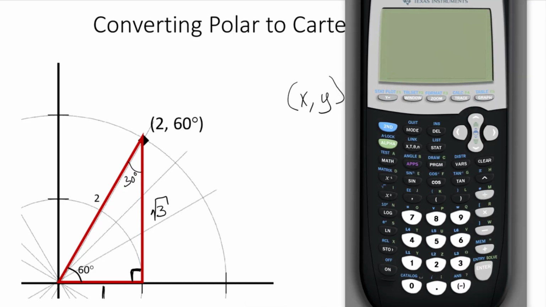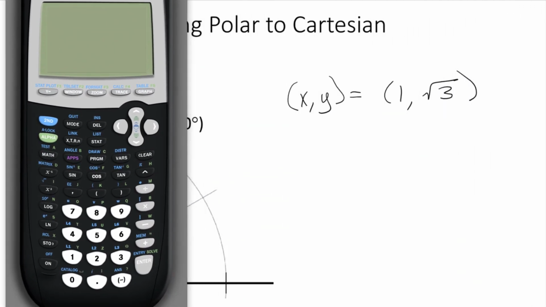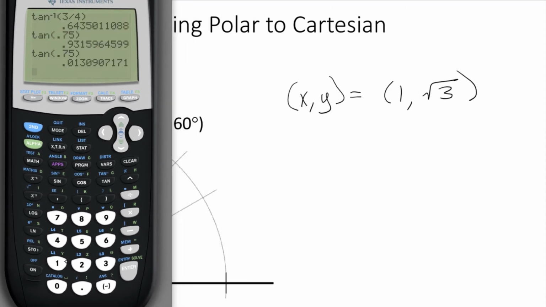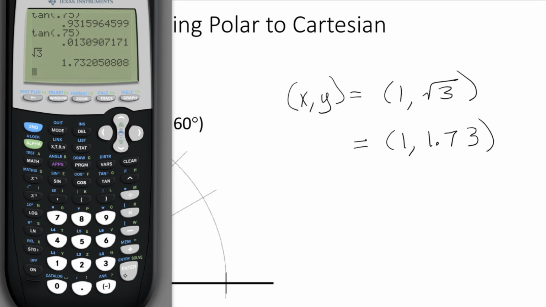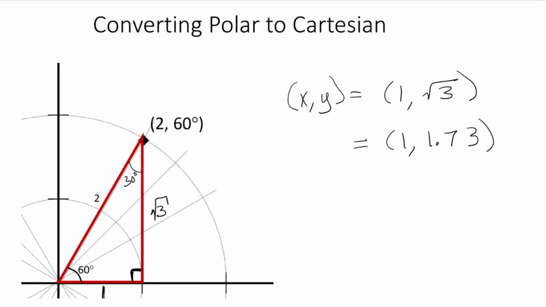If you're like, I want a real answer, you can get a decimal answer. Square root of 3 is about 1.73. So you could say it's technically 1 point something. I mean, technically it's not. Technically it's square root of 3, but regardless, that's pretty straightforward.